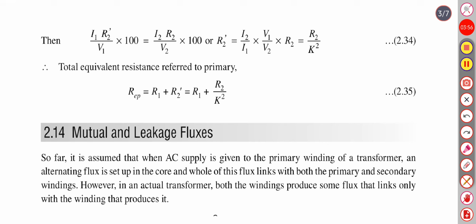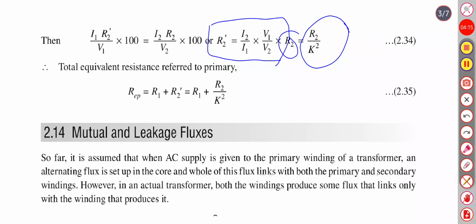Then I1 R2 dash upon V1 equals I2 R2 upon V2. Therefore, R2 dash will become I2 upon I1 into V1 upon V2 into R2. So this will become R2 upon K square. Therefore, the total equivalent resistance referred to primary, R equivalent, will be R1 plus R2 dash, meaning R1 plus R2 divided by K square.